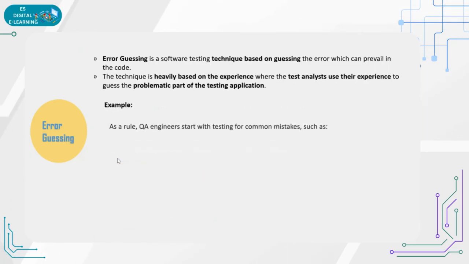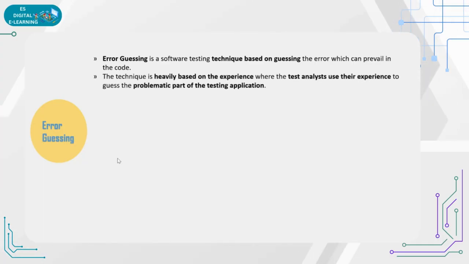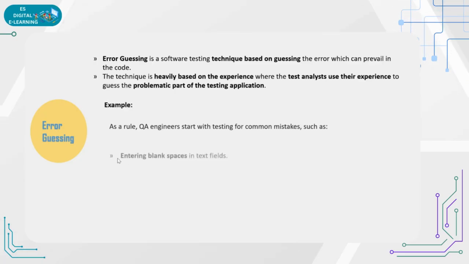And next is error guessing. Error guessing mainly depends upon experience, I can say. This is a software testing technique based on guessing the errors that will have an impact. Because of their experience, testers can analyze the problematic areas: if you make this error, how the system will fail and how the application will crash. So with experience, they will tell you about error guessing.